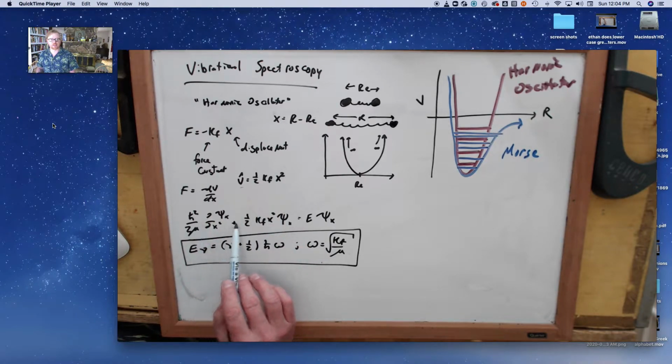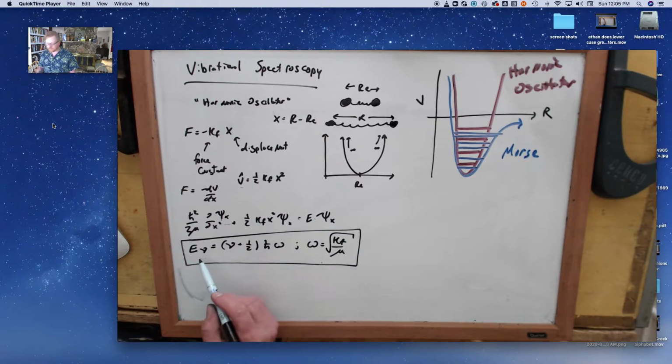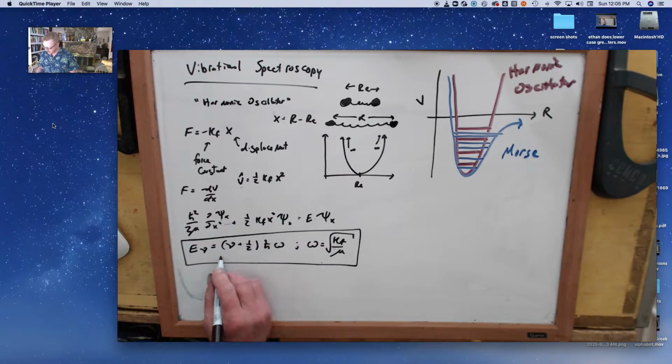We plug this into the entire Schrodinger equation. So our kinetic energy operator and our potential energy operator gives us the total energy. And the solution for that was E of nu, which equals nu plus 1/2 times h bar omega, and omega is the oscillator frequency. And we remember nu is our vibrational quantum number: 0, 1, 2, 3, etc.